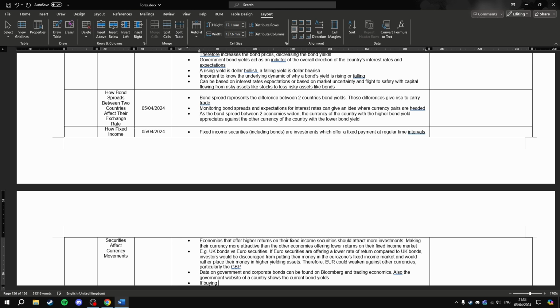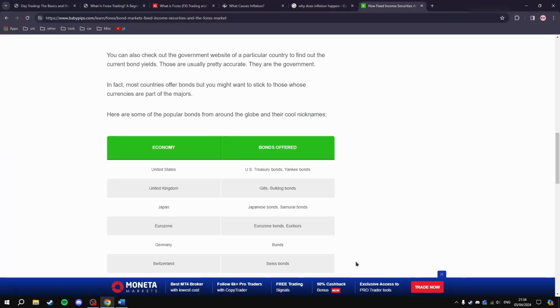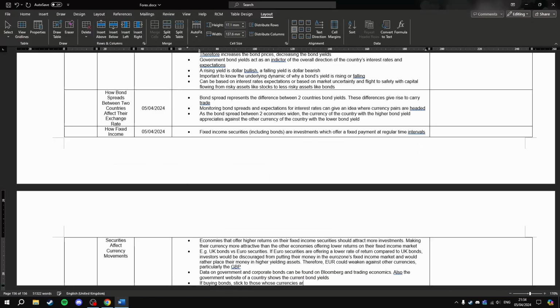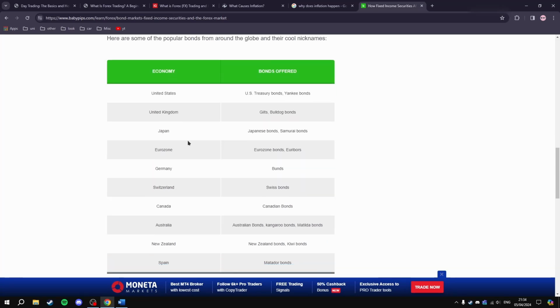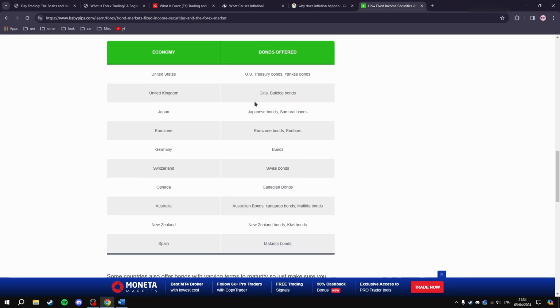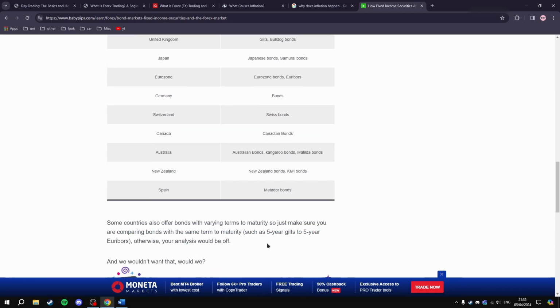If buying bonds, stick to those whose currencies are parts of the majors. Here are some of the popular bonds from around the globe and their cool nicknames. United States, US Treasury bonds, Yankee bonds. United Kingdom, Gilts, Bulldog bonds. Japan, Japanese bonds, Samurai bonds. Eurozone bonds, Eurobonds. Germany, Bunds. Switzerland, Swiss bonds. Canada, Canadian bonds. Australia, Australian bonds, Kangaroo bonds, Matilda bonds. New Zealand, New Zealand bonds, Kiwi bonds. Spain, Matador bonds.